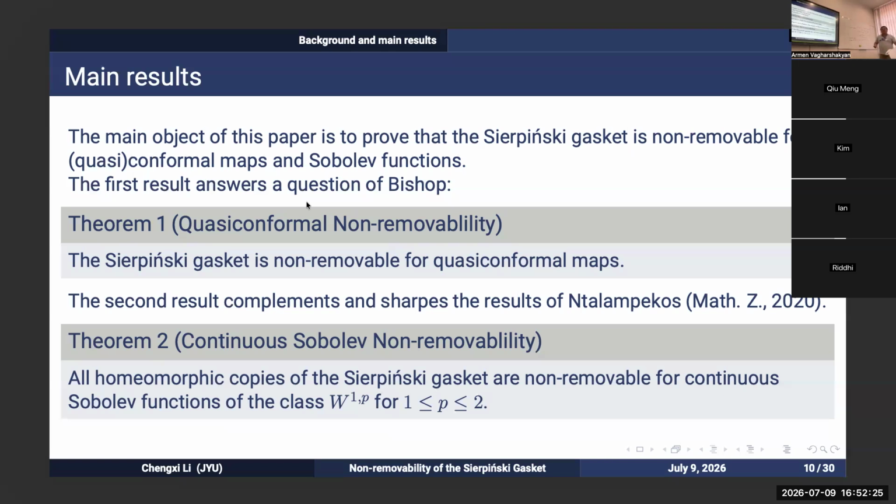So one thing that's not known is whether there is a homeomorphic copy of the Sierpinski gasket. You mean the gasket? I think this one is still an open problem, but Ntalampekos wrote in his paper that maybe the same idea can be used to show that for the copies there is a similar result as for the gasket. But he didn't show the whole proof, I think.